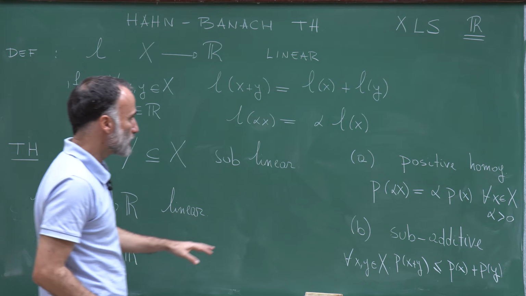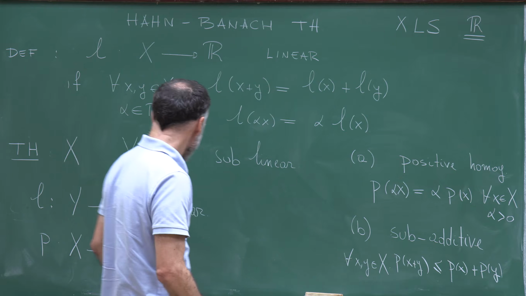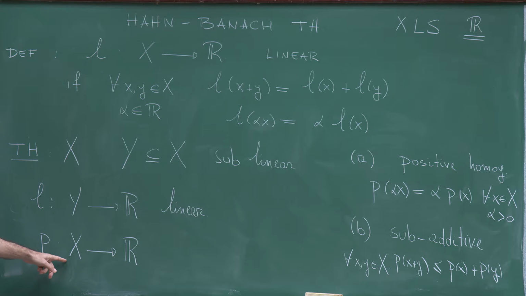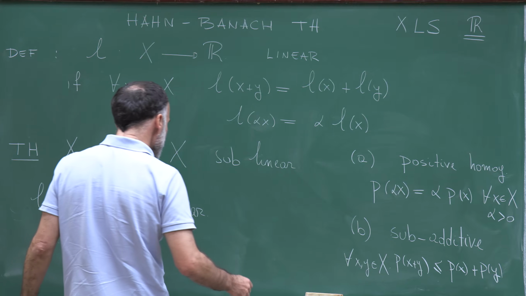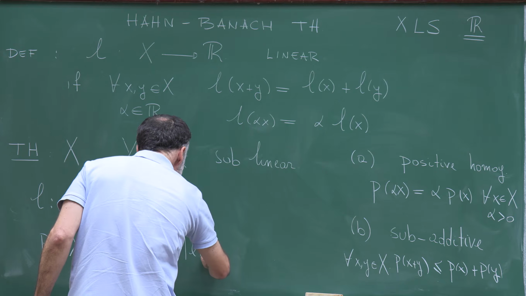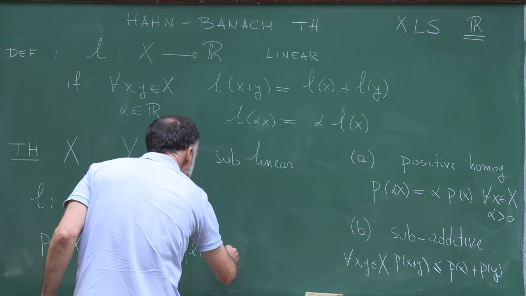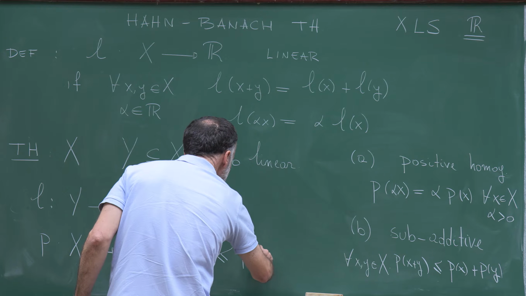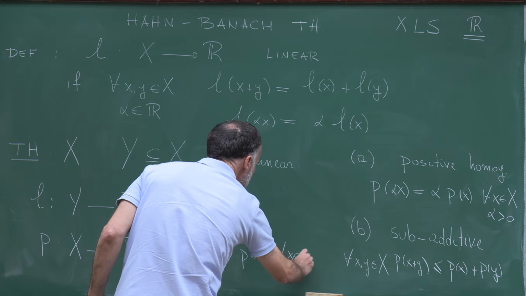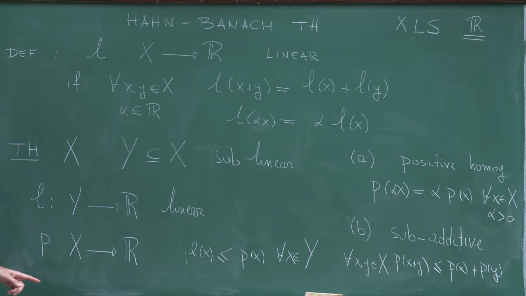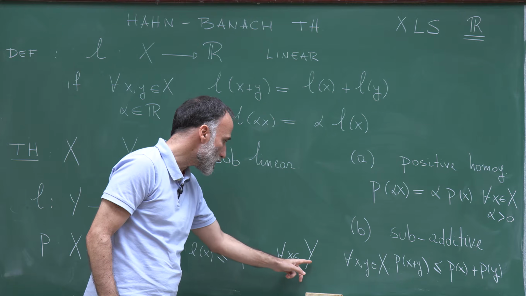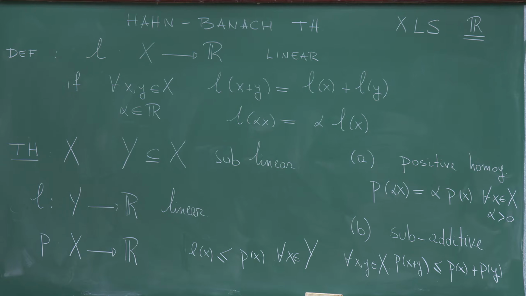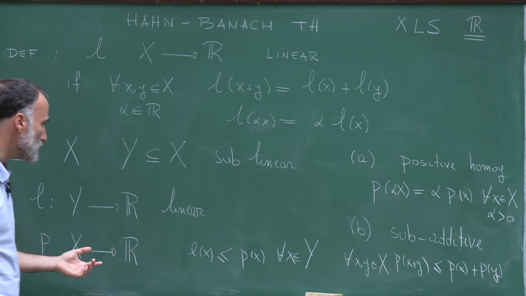There are many others that will appear in these lectures. So I'm assuming that there exists this functional P defined on X, which is positive homogeneous, subadditive, and such that, the main condition is that Lx is bounded by Px for all x in Y. You see, L is defined only on Y. So in that condition, I'm requiring this bound only for the points x in Y, because L is only defined on Y. And so this is the main assumption.